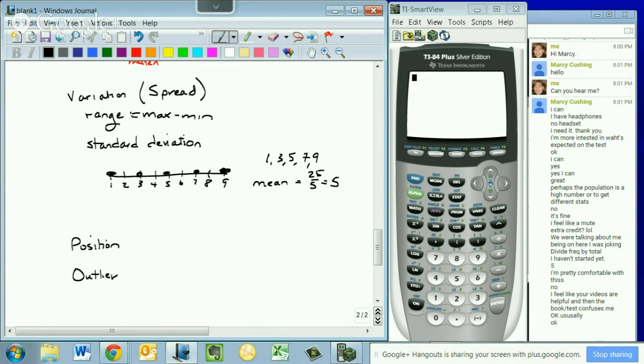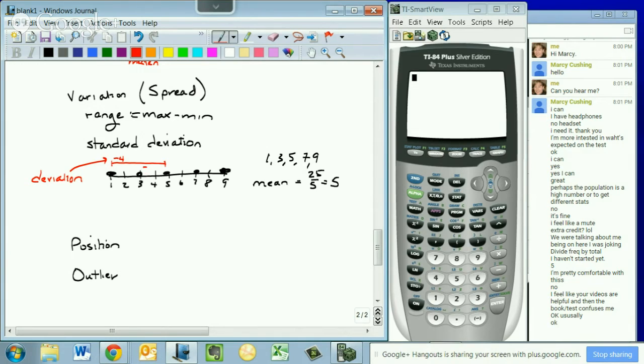And we want to get an idea of how spread out the values in the data set are from the mean. So you look at, say, the number 1. You say, how far is that from the mean of 5? Well, it's 4 below the mean. So we say that the deviation is minus 4 because it's below the mean. So that's the deviation.